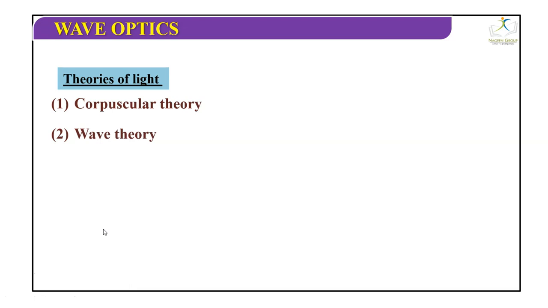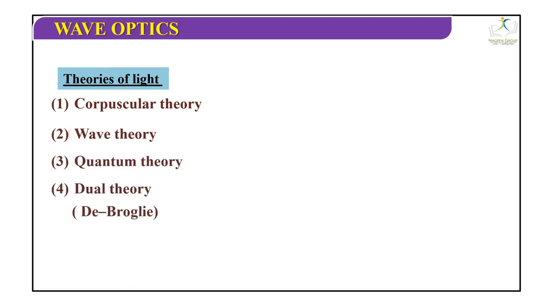Then wave theory came in nature. After that, quantum theory, then dual theory. So what we are studying one by one: earlier we were studying ray optics, the corpuscular theory, and now we are going ahead with the wave theory.